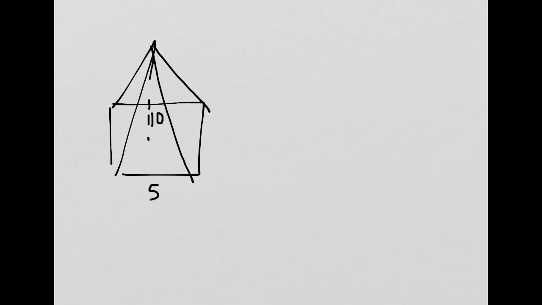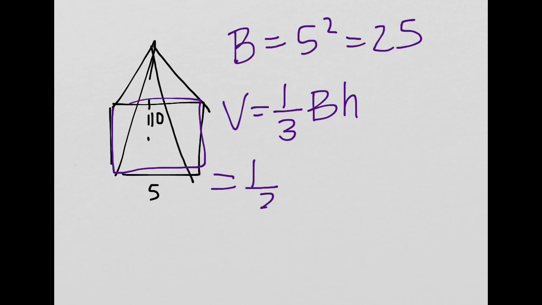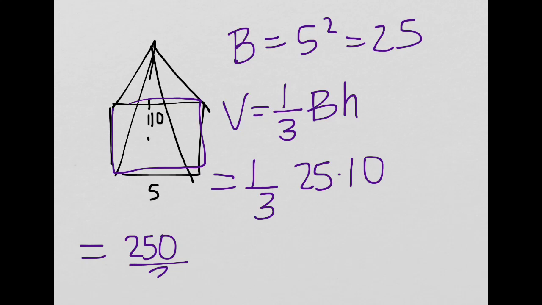Okay, now let's look at our last example, which is a pyramid. So we have, the base is a square. Okay, so we need to find the base area. The base area is equal to 5 squared, which is equal to 25. And now we know that the volume is equal to 1/3 base area times height. So this is equal to 1/3 times 25 times 10. So this is equal to 250 divided by 3 cubic units.